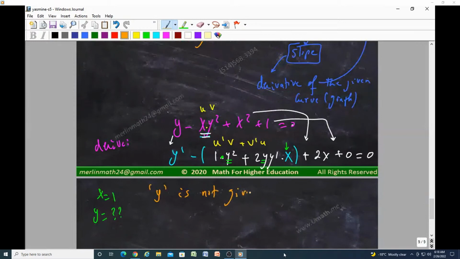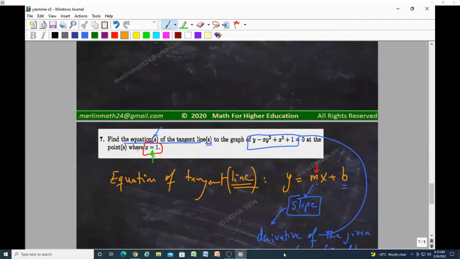You say y is not given. I'm explaining: it's not given clearly, but it is hidden, so you have to get it. What do you do to get it? You go back to the given equation and you find y from the top. But you put x equal how much? How much is x? 1.